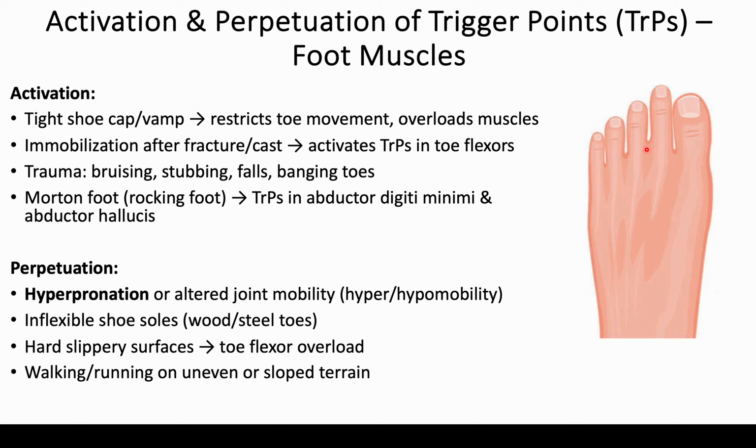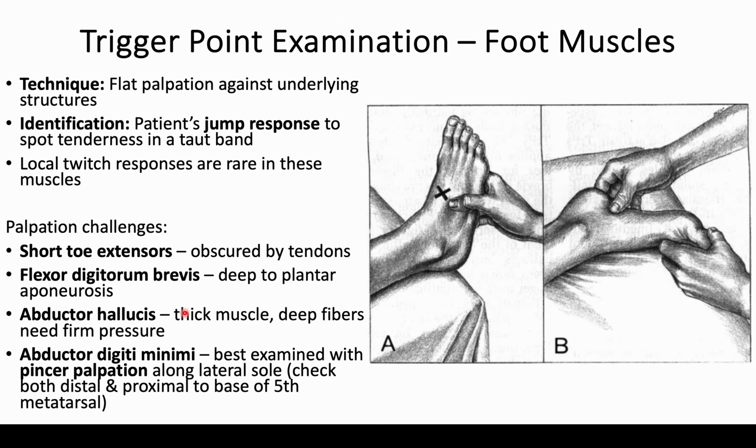So Morton's foot is this structure here where the second toe is bigger than the first toe. So that puts you at a higher risk of getting the trigger points. Hyperpronation, as we've discussed that. Inflexible shoe soles, these are all the things that can increase the chance of you getting the plantar fasciitis. Hard slippery surfaces where the toes have to work really hard. And then walking or running on uneven or sloped terrain. So these are some of the things that can cause the symptoms to get started.